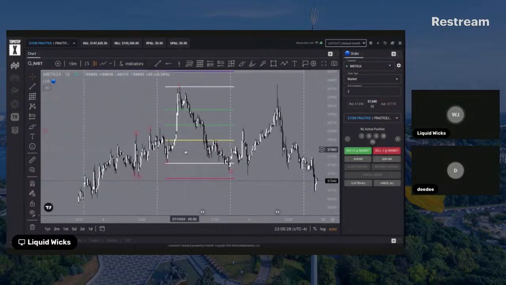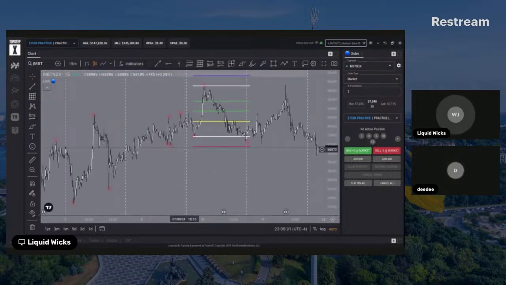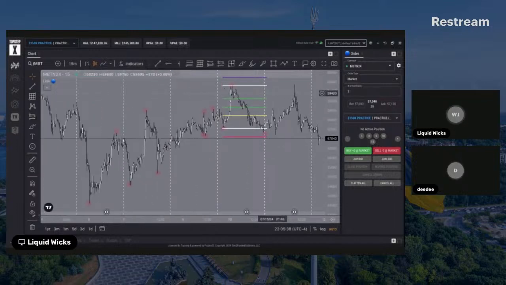And we have tomorrow at 10 a.m. Eastern time, manufacturing numbers and PPI coming out. So that would be a good opportunity after the news to find a position.